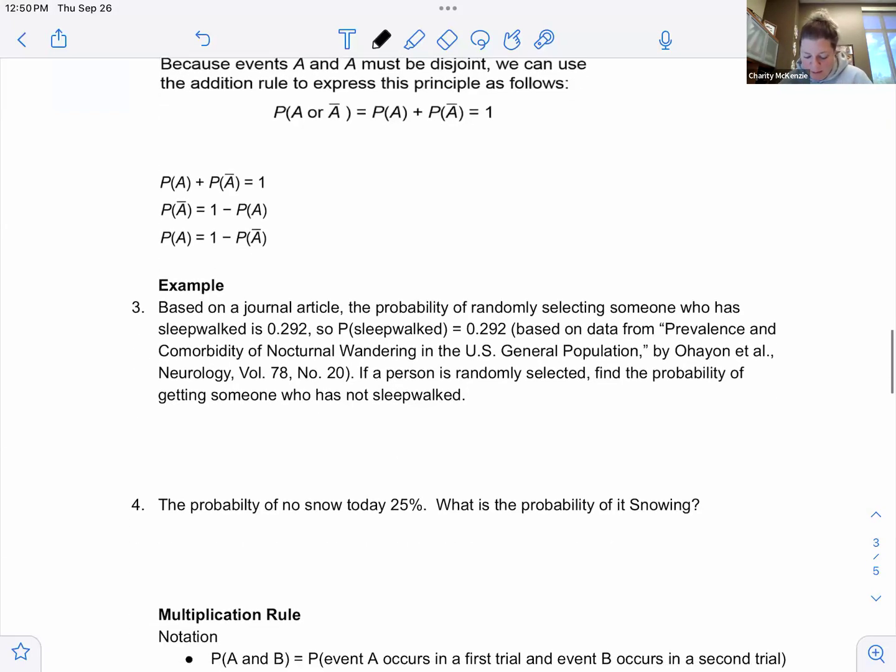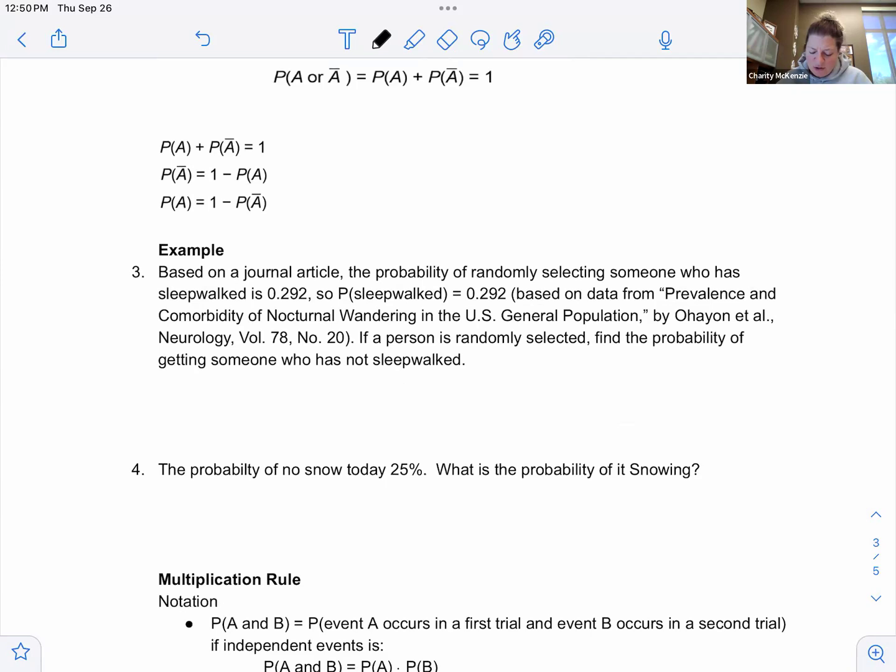So look at problem 3. Problem 3 says, based on a journal article, the probability of randomly selecting someone who has sleepwalked is 0.92. If a person is randomly selected, find the probability that they didn't sleepwalk. Well, we know the probabilities add to 1. So the probability of not sleepwalking is going to be 1 minus the probability of sleepwalking. So we're just going to subtract those two.